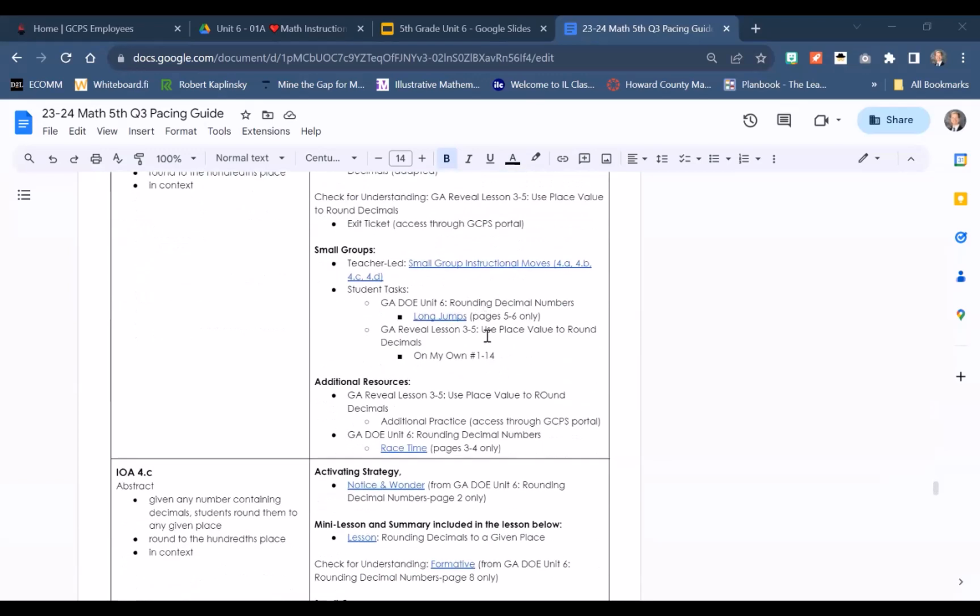Resources from the Georgia DOE have also been adapted and linked to the pacing guide. Some Georgia DOE resources have been directly linked.